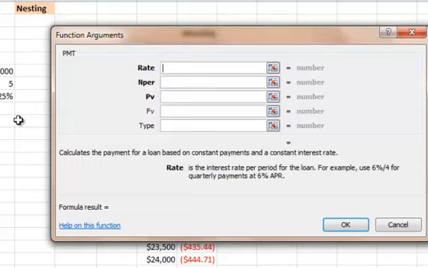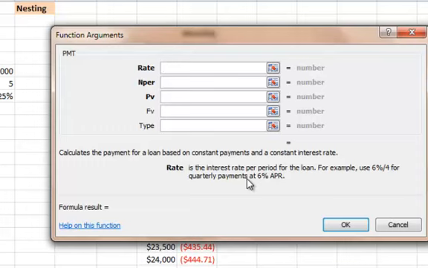Okay. So the rate. See, these things are called arguments or parameters, and it tells you, if you read right underneath here, it tells you what it expects to see in there. The rate, it says here, the rate is interest rate for the period, per period for the loan. Per period of the loan. The period of this loan is the month, right? I want a monthly payment.